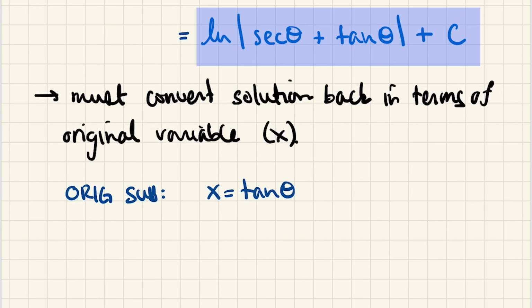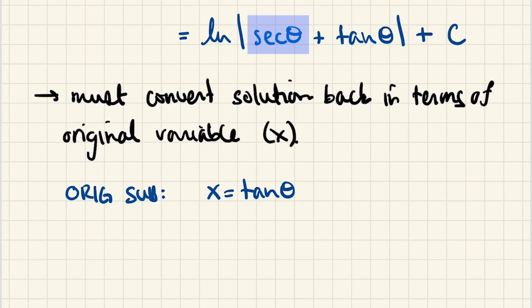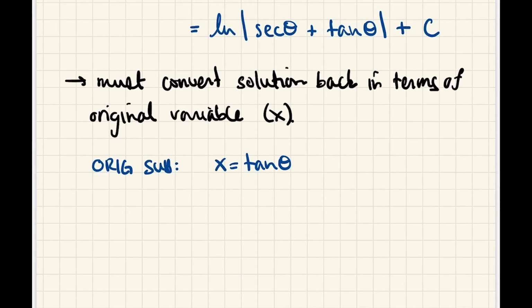All right, well, looking at our solution, that's great. We have a tangent of theta right here, which we can just replace by x. But what about secant of theta? How do we convert that in terms of x? Well, we're going to need a triangle.